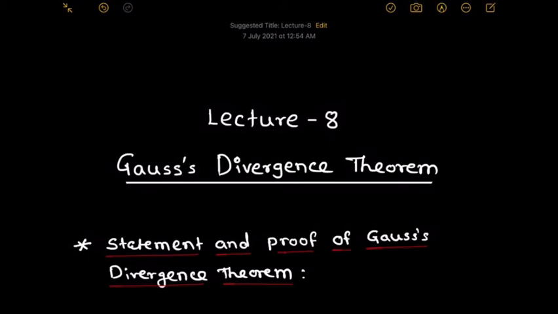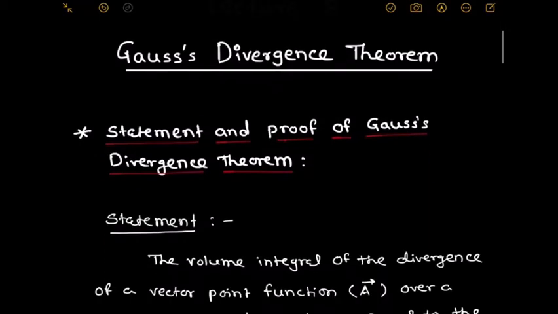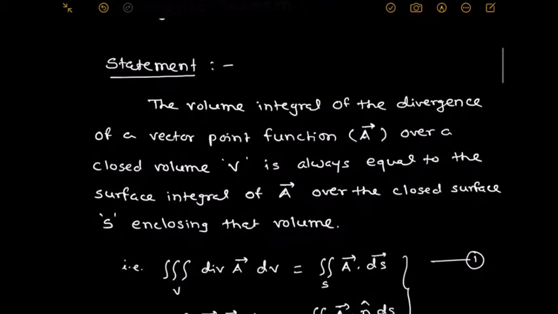Now we discuss the next article, Gauss divergence theorem. In that case, firstly we explain what is the statement of Gauss divergence theorem, and then we prove that how volume integral transform into surface integral. Now firstly we explain what is the statement.